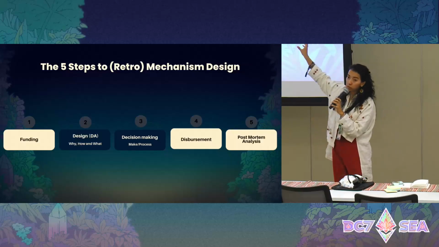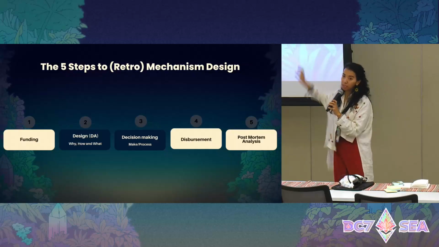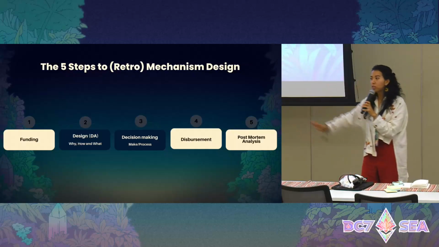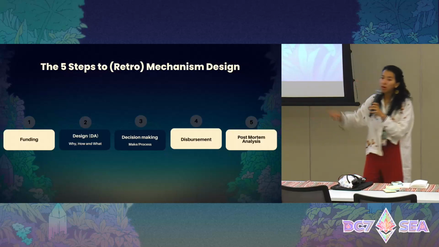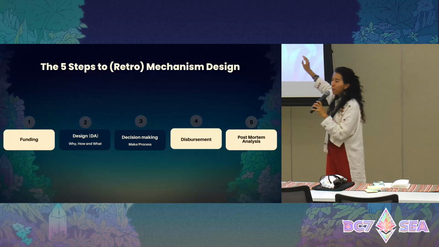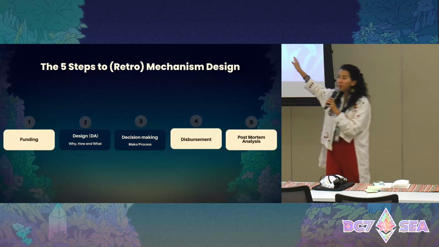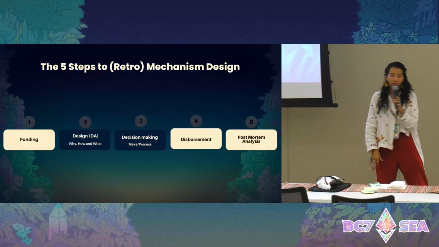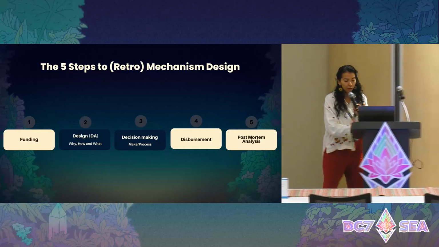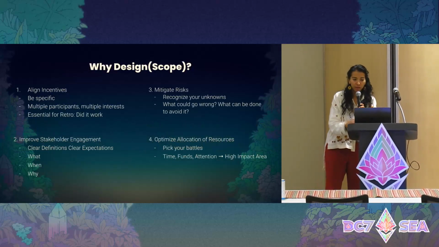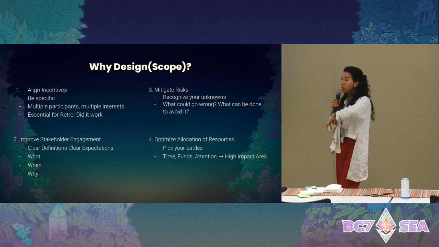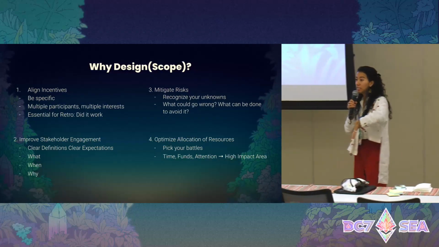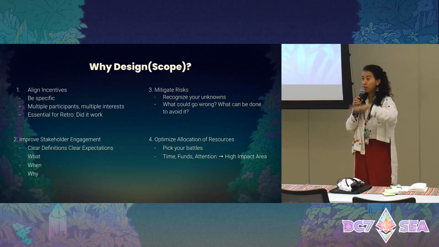Then there's the disbursement process or disbursement mechanism, which can be streaming the tokens over a certain amount of time or giving the lump sum. And then you have, really important, a post-mortem analysis. You definitely want to look at how your round went to understand if you did the right things when you were designing your round. And in this workshop, we're going to focus on the design because this is the most relevant part of your round.